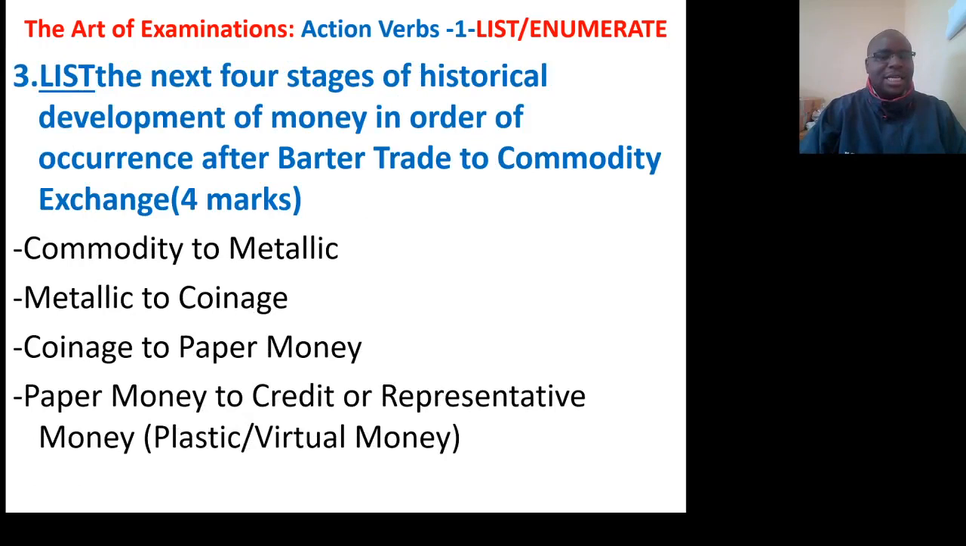Number 3. List the next 4 stages of historical development of money in order of occurrence after barter trade to commodity exchange. Commodity to metallic, metallic to coinage, coinage to paper money, to credit or representative money, or plastic or virtual money like Bitcoin.